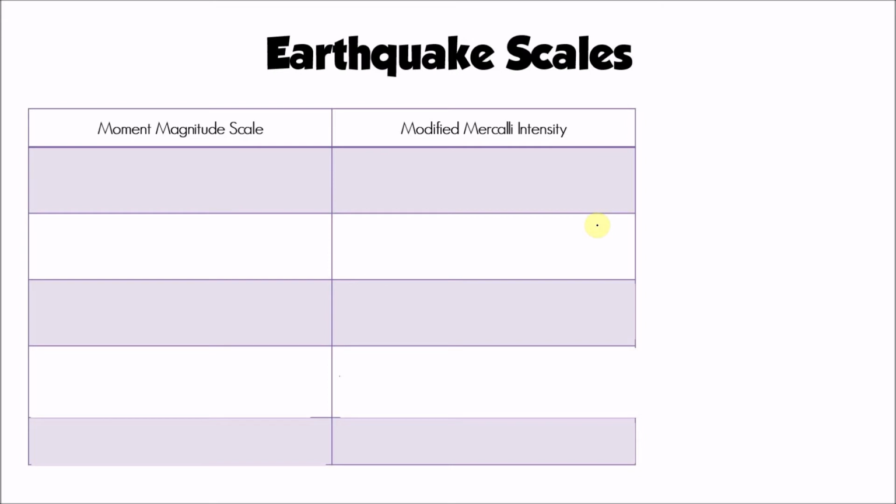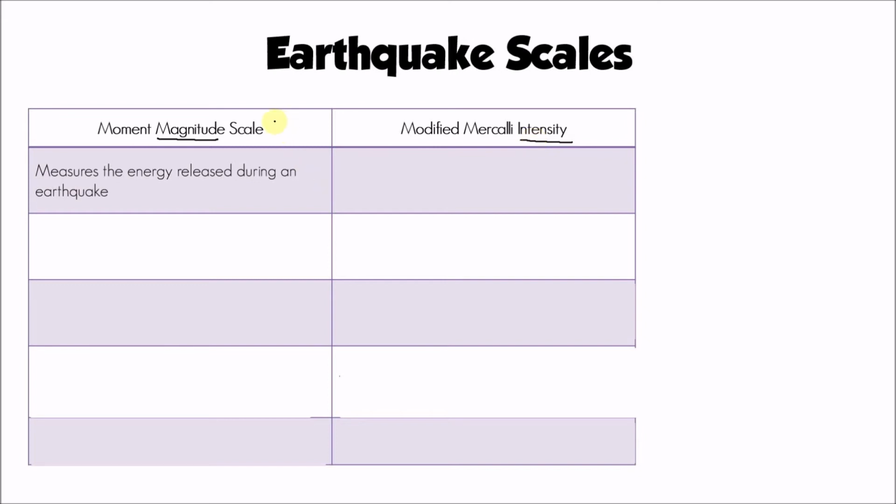So there are two different ways that we can think about measuring an earthquake. One of them looks at the magnitude of the earthquake, and the other considers the intensity of the earthquake. Now they are measuring two different things, and we often will find that both figures are quoted for any given earthquake. If we start by considering the magnitude of an earthquake, we use the moment magnitude scale.